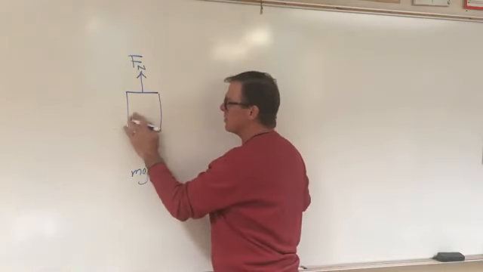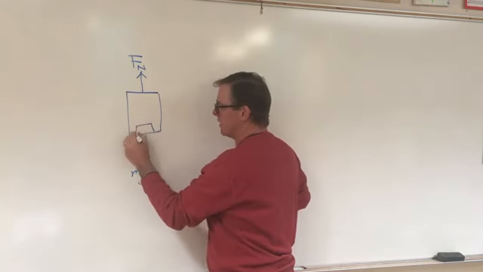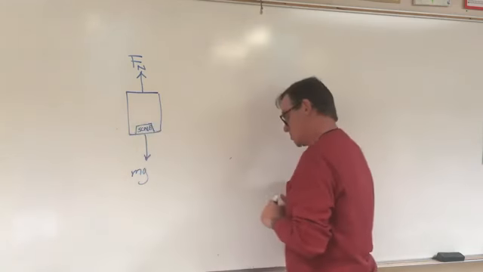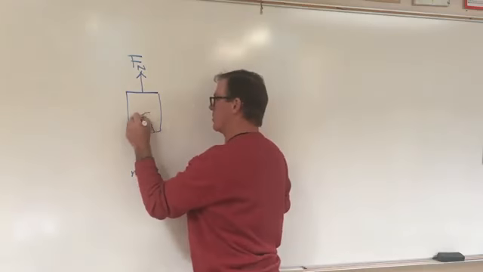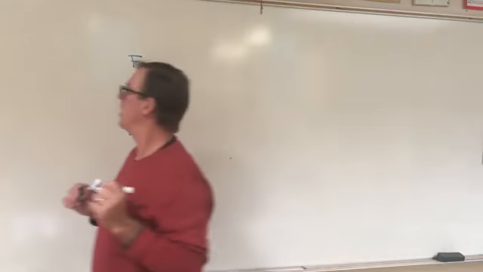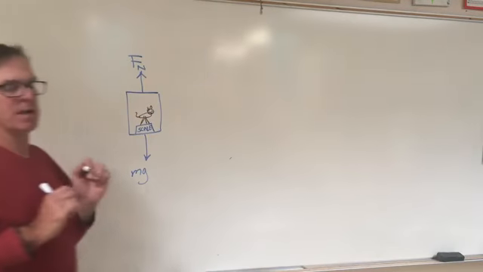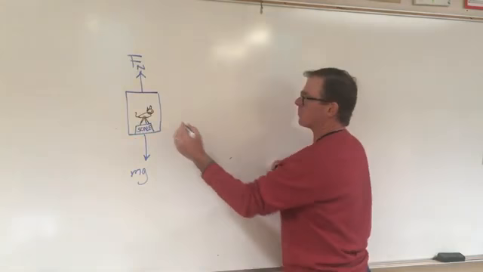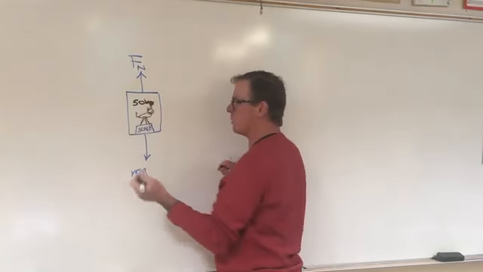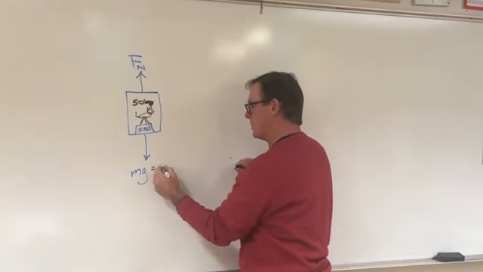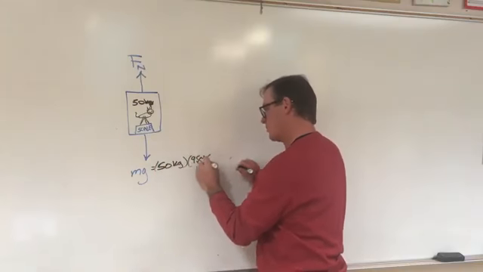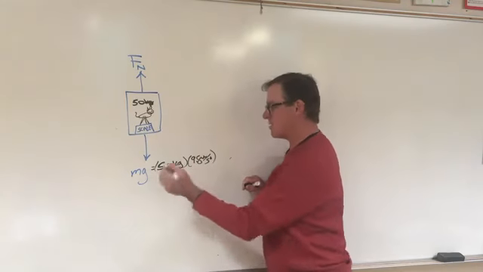Now in this problem, we have a scale in an elevator, and there's a dog on it. The dog has a mass of 50 kilograms. So let's calculate quickly what the weight is. The weight would be 50 times 9.8. That's 490.